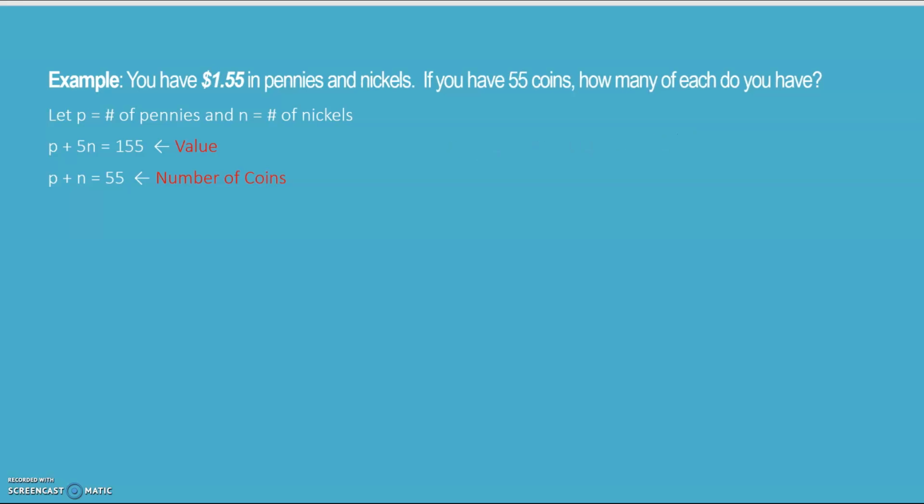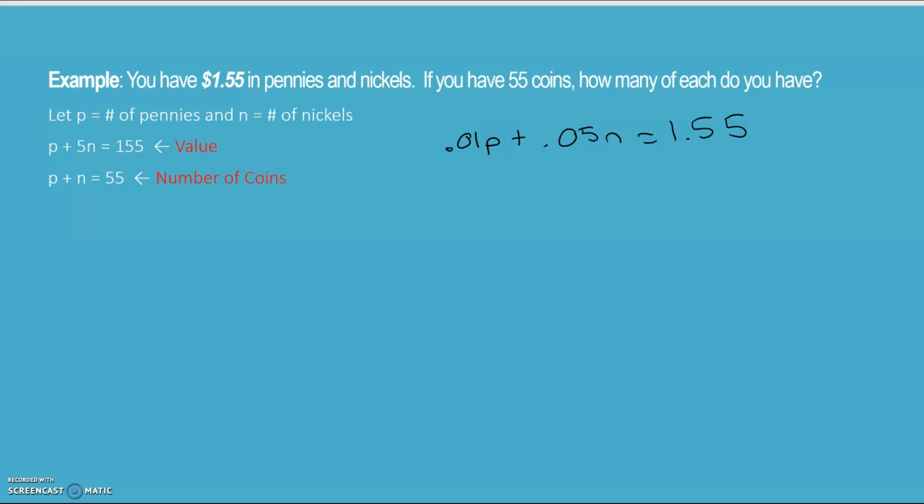All right, so first when I wrote this system, I used pennies instead of dollars for my money value. So what I could have done is I could have said, well, 0.01 p for the pennies and 0.05 n for the nickels equals $1.55, right? But instead, I thought it was easier to use 1 and 5 because a penny's worth 1, a nickel's worth 5. In that case, if I'm using 1 and 5 for my pennies and nickels, I have to use 155 for the value of $1.55. So just make sure that those match up.